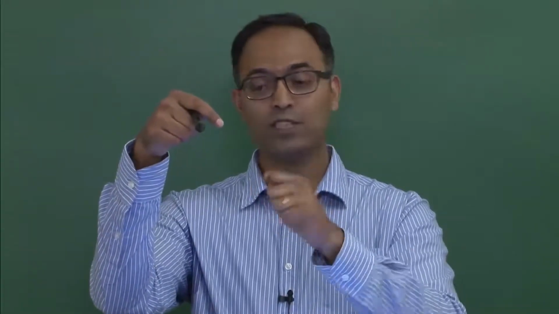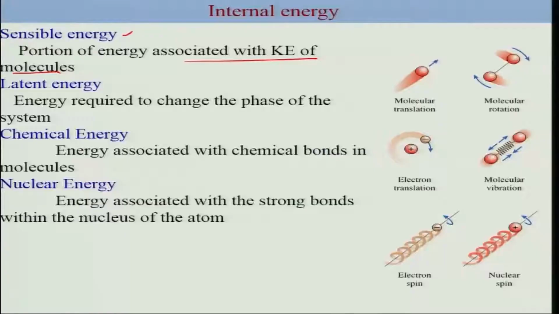Nuclei can also spin around their own axis. So this comprises the sensible part of the internal energy, and that's what is written in this illustration. So this is all the sensible part of the internal energy. In addition, the energy required to change the phase of the system is also part of the internal energy. So that would be latent energy.